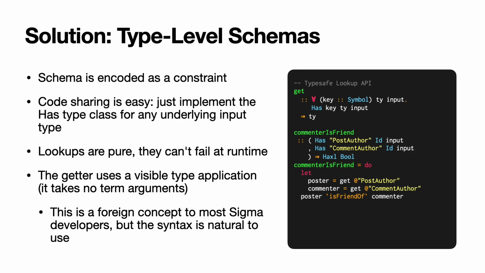Input lookups now work using visible type applications of type-level strings instead of standard applications of term-level strings. This is a pretty foreign concept to most Sigma developers who are not well versed in advanced Haskell features. However, we found that the syntax is quite simple to use because it looks much like a regular string application. You don't really have to think about the fact that it's a type or a term.